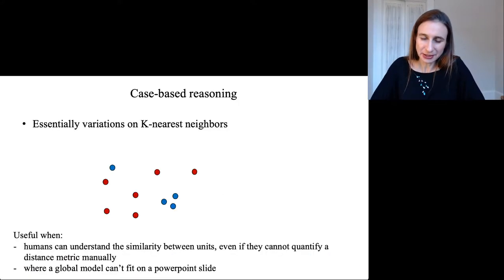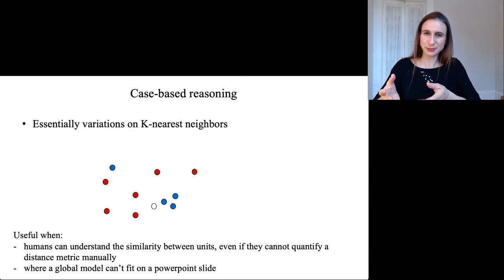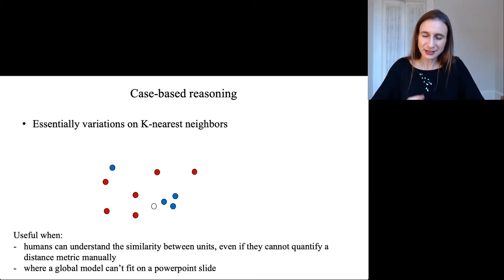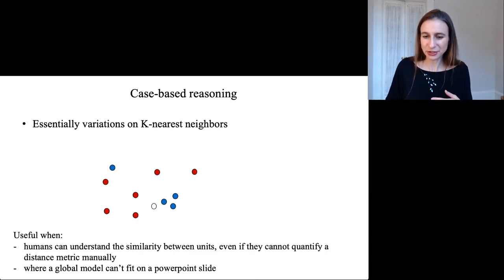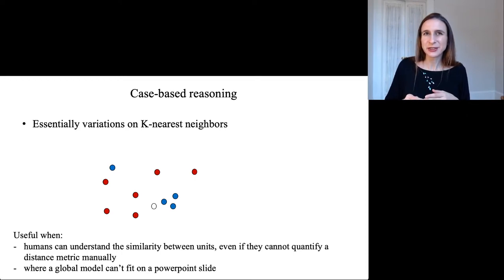Okay, so what I'm going to talk about here is case-based reasoning. Now, case-based reasoning is essentially variations of k-nearest neighbors. K-nearest neighbors is when you take a test point, and in order to classify it, you look at the points nearby and you take some kind of majority vote or average of the neighbors. And these case-based reasoning methods are useful when humans can understand the similarity between units, even if they can't quantify a distance metric manually. So if they could say, well, yes, I think this is close to that, even if they can't say exactly why.